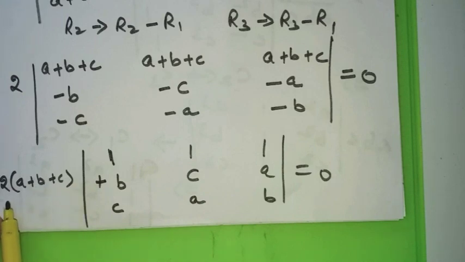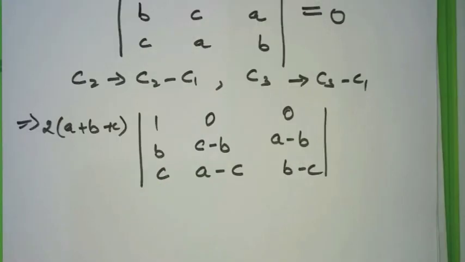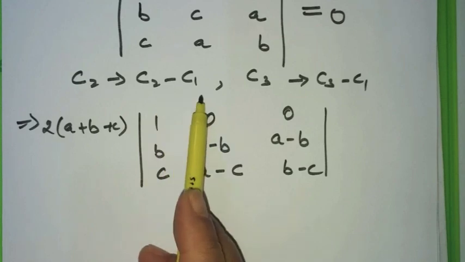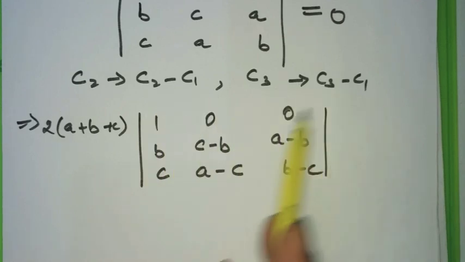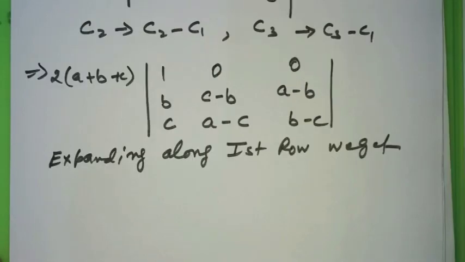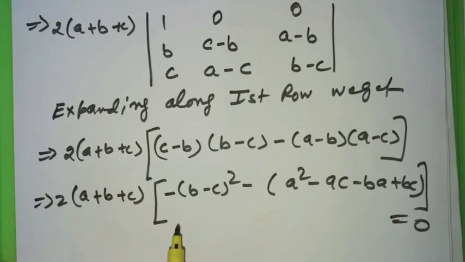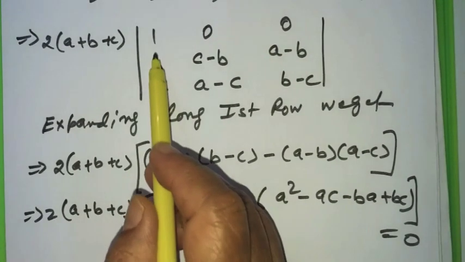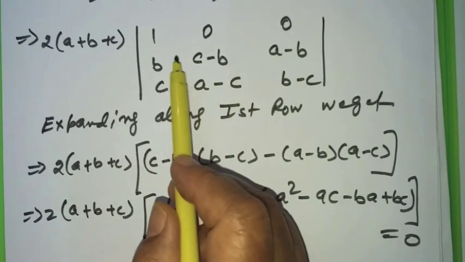So we have got a plus b plus c common, and the signs of the second and third rows are changed. The first row becomes 1 1 1. So C2 is C2 minus C1, C3 is C3 minus C1, and we get this determinant. Expanding along the first row we get, so if we expand along the first row, we neglect the first row and first column.